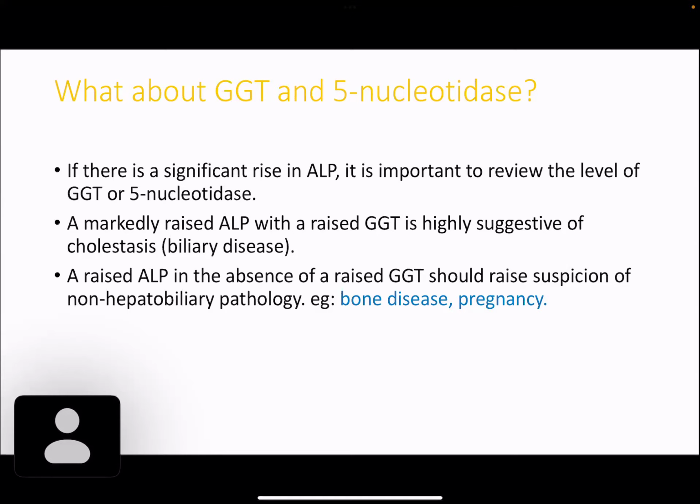While having high elevation of alkaline phosphatase with normal other cholestatic enzymes, that means normal GGT and 5-nucleotidase, this highly suggests a non-hepatic cause of elevation of alkaline phosphatase, like bone disease, like pregnancy.